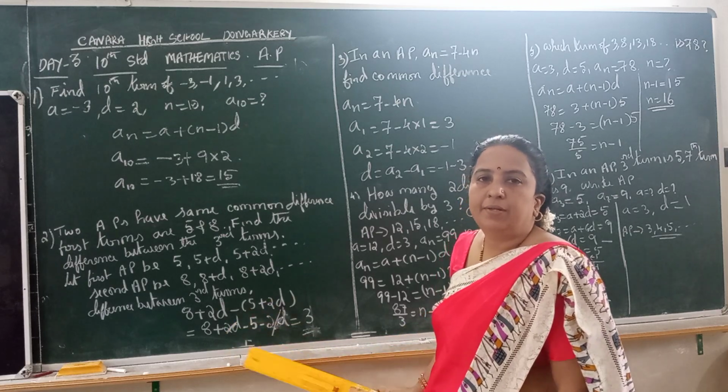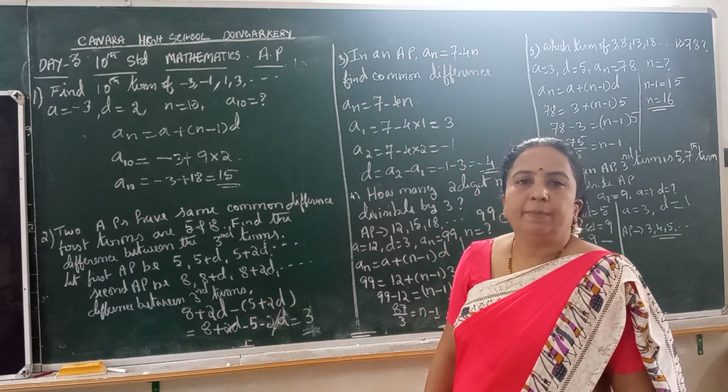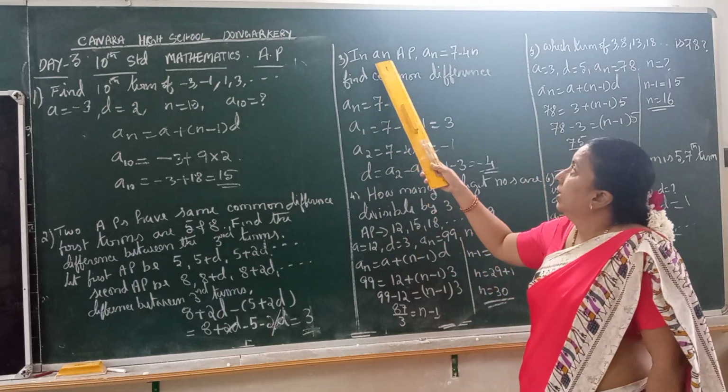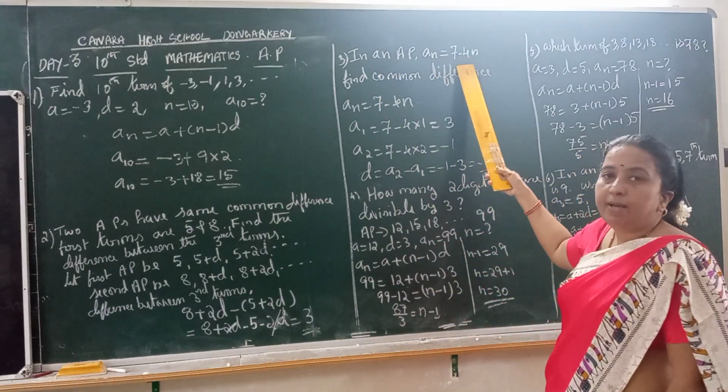cancels. 8 minus 5 is 3. Therefore, the difference between the third term is 3. An is 7 minus 4n.